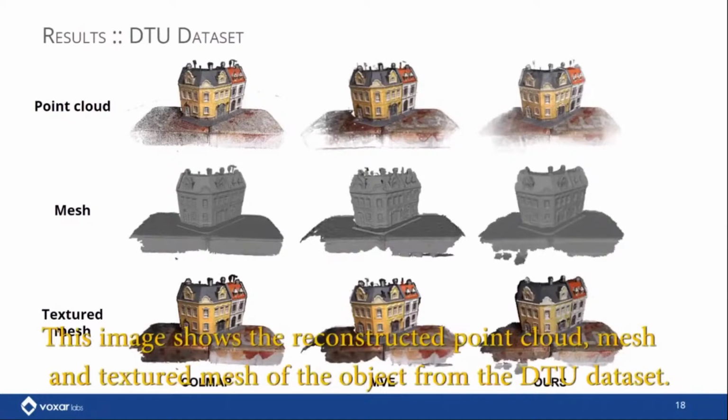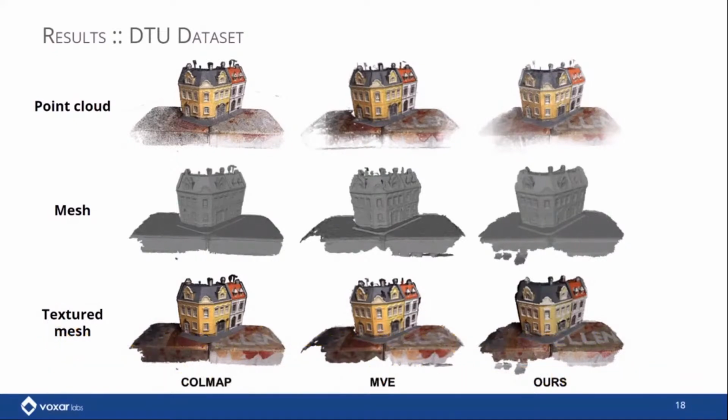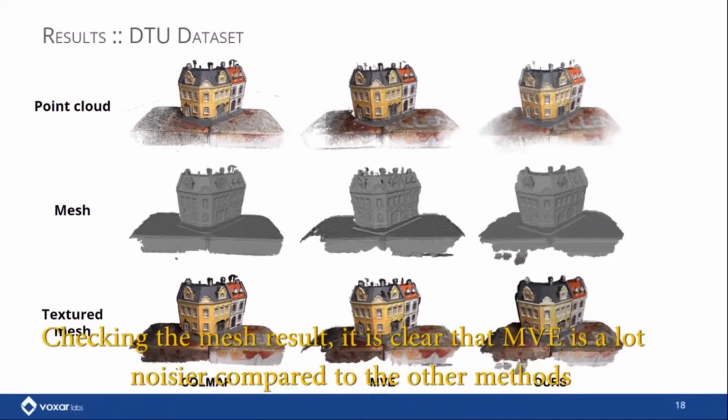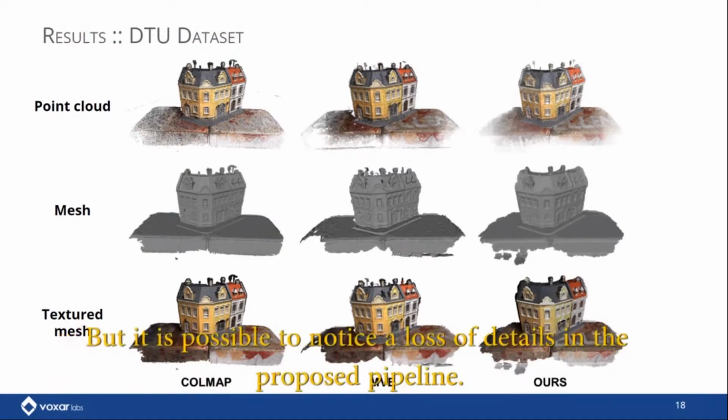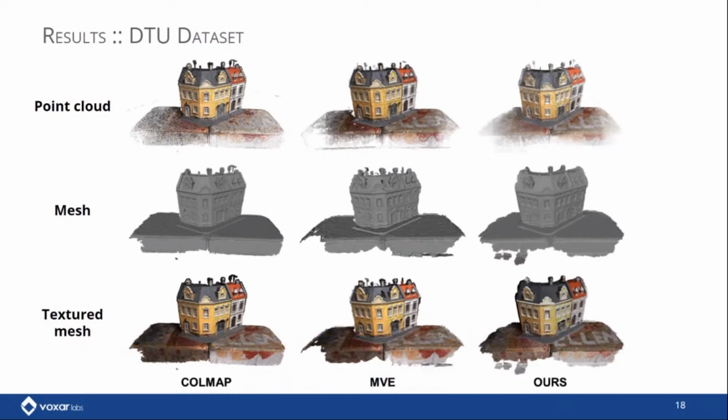This image shows the reconstructed point cloud, mesh and textured mesh of the object from the DTU dataset. Checking the mesh result, it is clear that the MVE is a lot noisier compared to the other methods, which is reflected in the 3D textured object obtained. But it is also possible to notice a loss of details in the proposed pipeline.